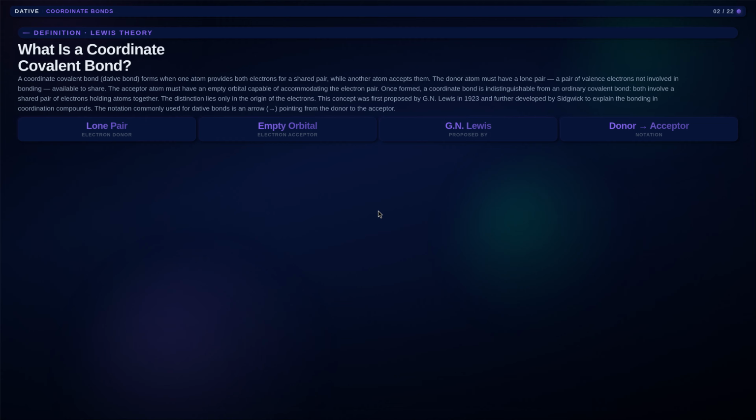So, what is a coordinate covalent bond? It forms when one atom provides both electrons for a shared pair, while the other atom provides an empty orbital. The donor must have a lone pair available, and the acceptor an empty orbital. Once formed, the bond is indistinguishable from an ordinary covalent bond. The distinction lies only in the origin of the electrons. Proposed by Lewis in 1923, arrow notation points from donor to acceptor.